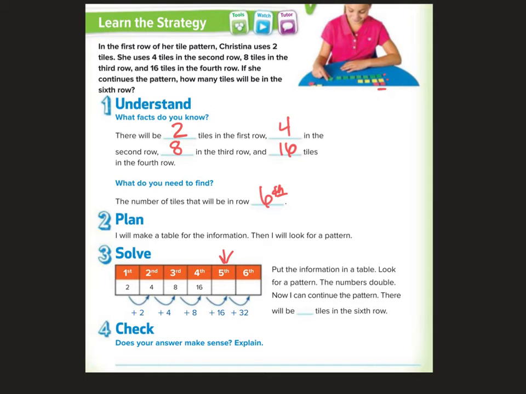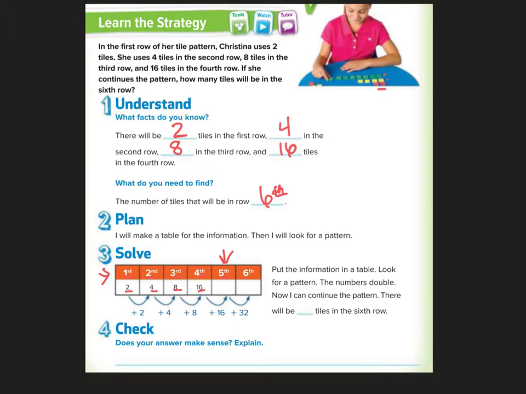So here we go. Our plan is we're going to make a table. Okay, here's our table here. So first row, 2. Second row, 4. Third row, 8. Fourth row, 16. Fifth row, what? So as you can see, we're doubling. And when we double, really what we're doing is we're just multiplying by 2. Or if you look and you see the addition, you say, okay, well, the first one's plus 2, then plus 4. You can do it that way too.